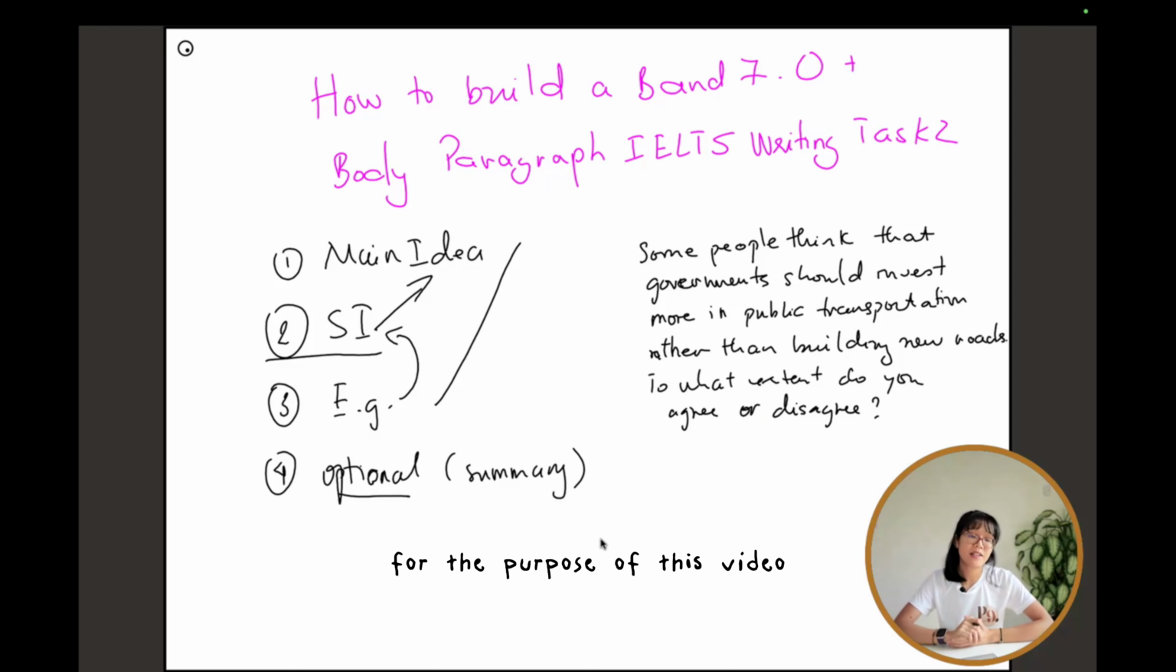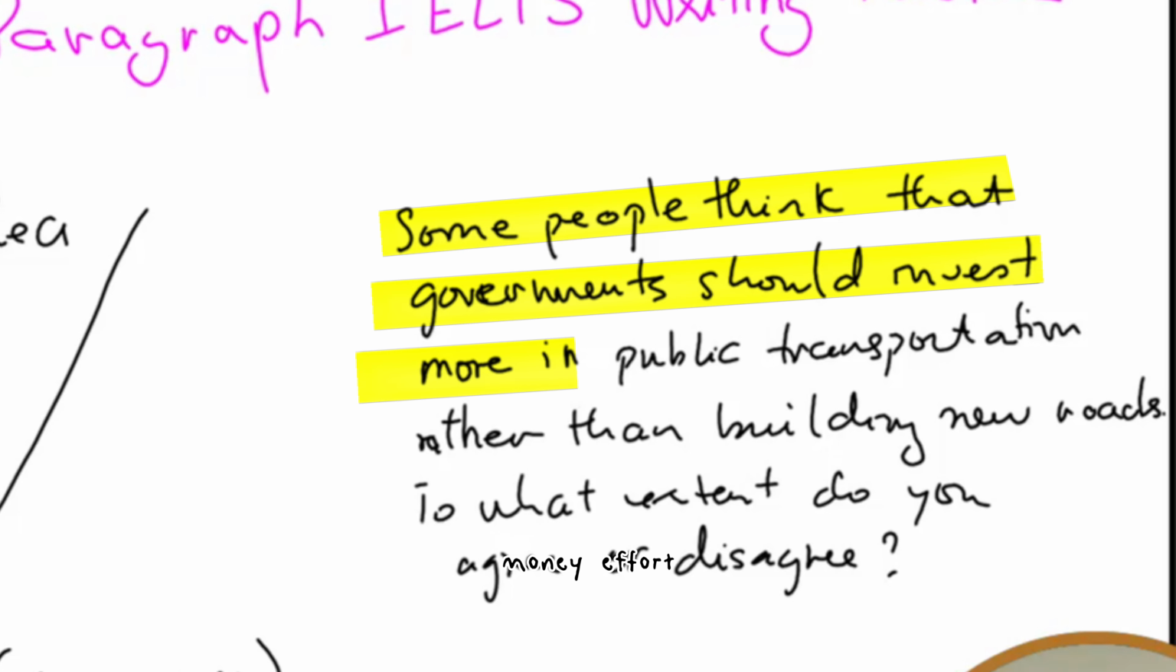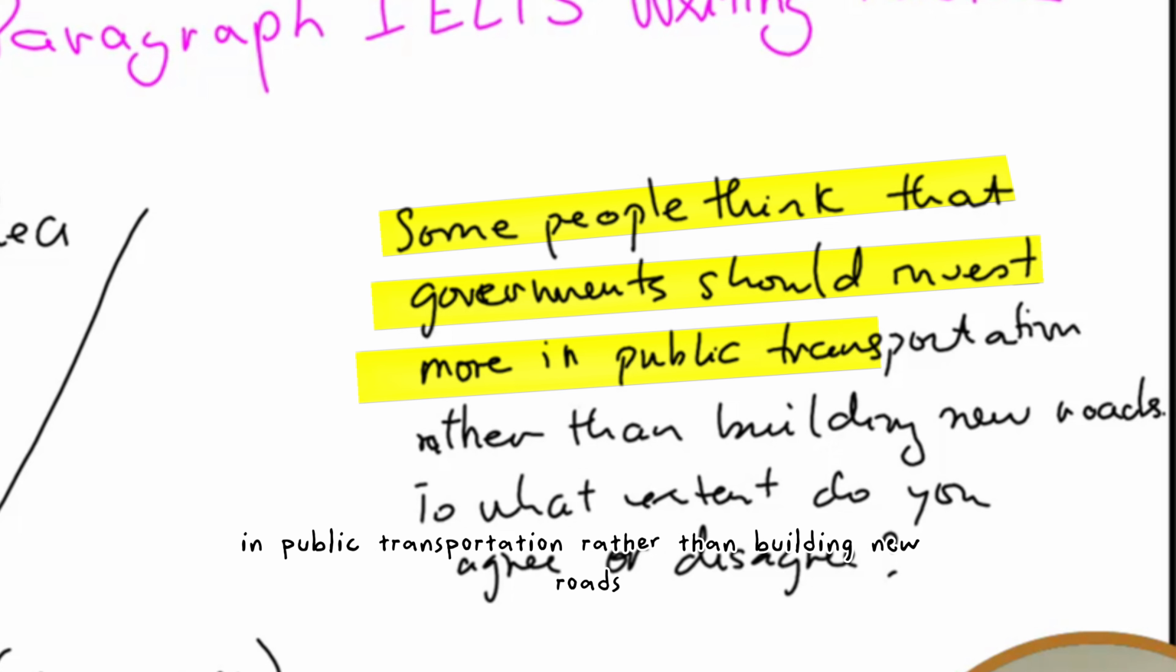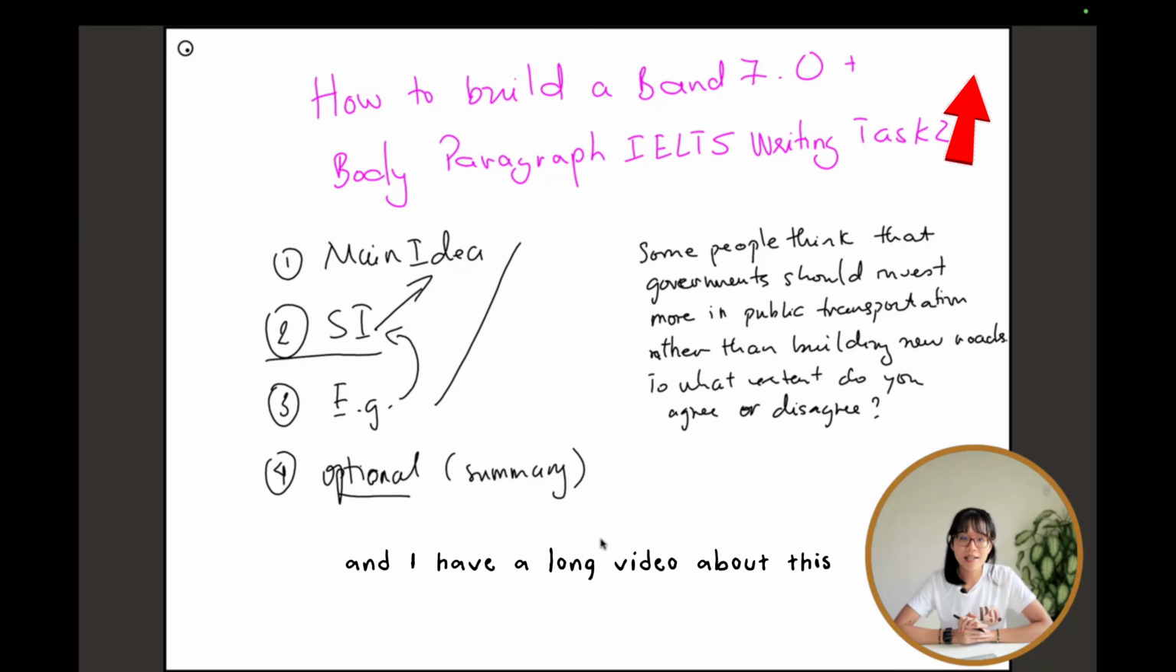For the purpose of this video, I'm going to use this topic on the screen you can see as an example for demonstration. So the topic we have at hand now is, some people think that governments should invest more money, effort, etc. in public transportation rather than building new roads. The question here is to what extent you agree or disagree. This is an opinion essay and I have a long video about this. Check it out, it's on my YouTube.